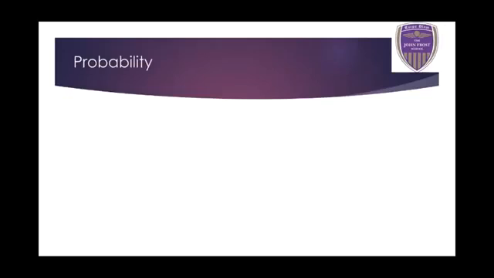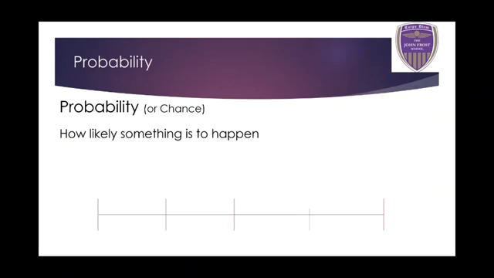So probability, like we said last lesson, is probability or chance, those words are interchangeable, of how likely something is to happen. And we can represent probability on a probability scale. On the left-hand side, we talk about impossible things, or we say they have a 0% chance of happening. To represent this as a number, we would use the number 0. And on the other end of the scale, things that are certain have a 100% chance of happening. We represent these with the number 1.